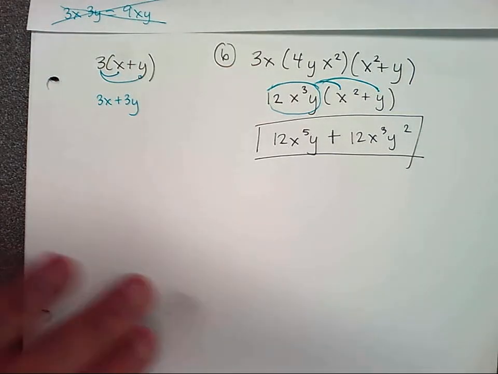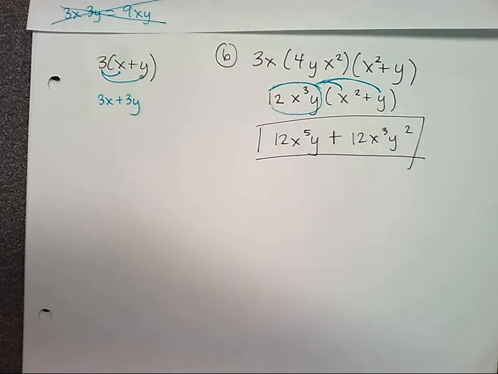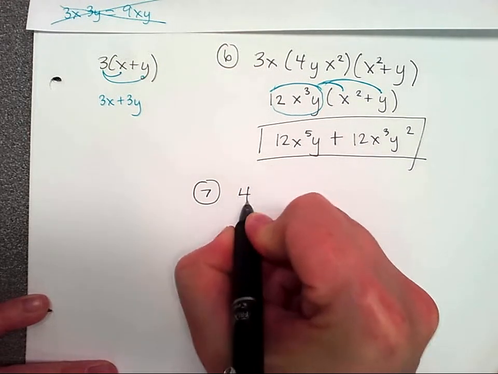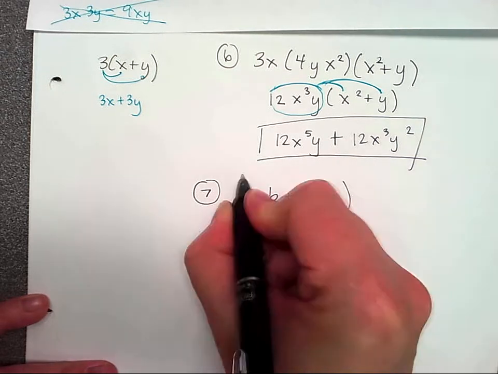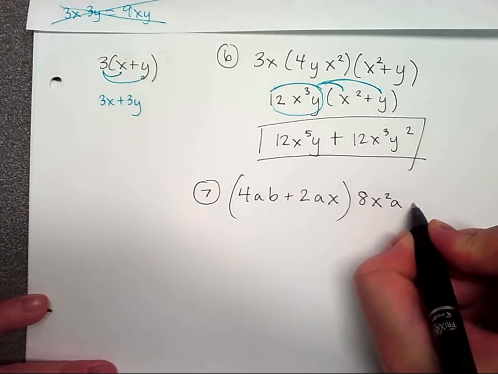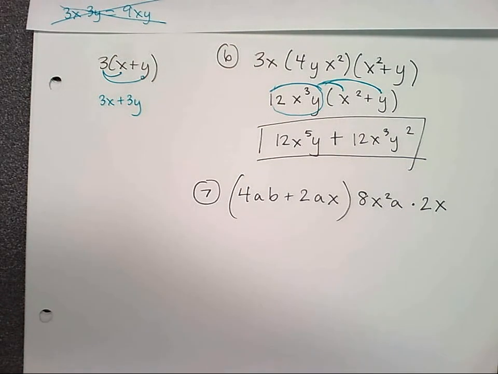Another example? With the addition? Yeah. Like this? You like that? Okay. 4ab plus 2ax times 8x squared a times 2x. Okay. What do we do?